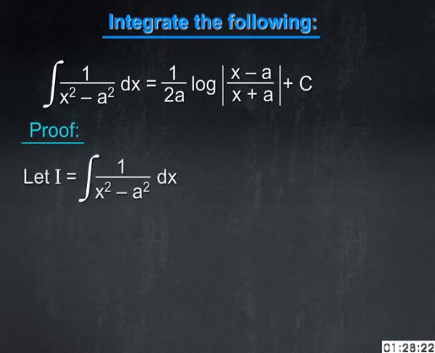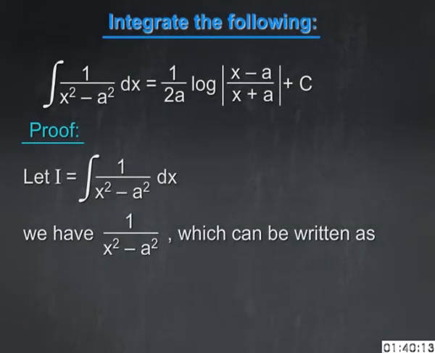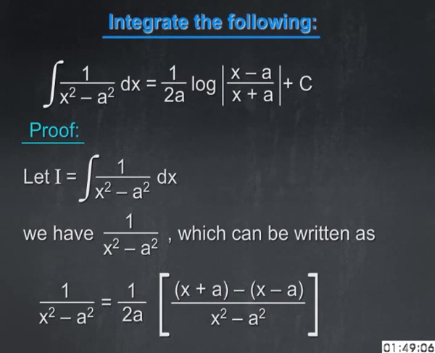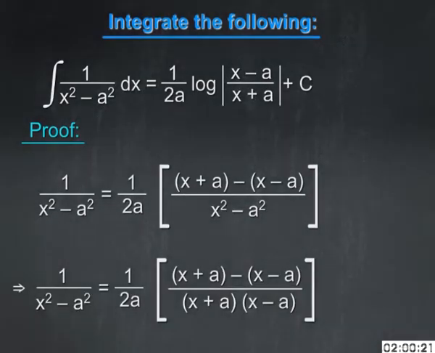Now, to prove it, let I is equal to integral of 1 upon x square minus a square with respect to x. Now, we can write 1 upon x square minus a square as equal to 1 upon 2a whole into x plus a minus x minus a upon x square minus a square. Further, it is equal to 1 upon 2a whole multiplied by x plus a minus x minus a divided by x plus a into x minus a.